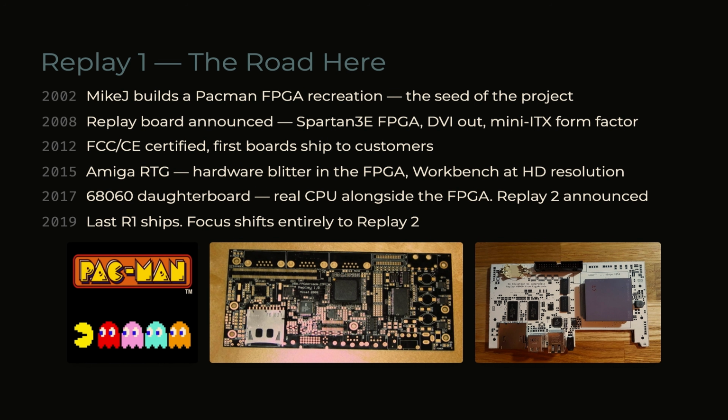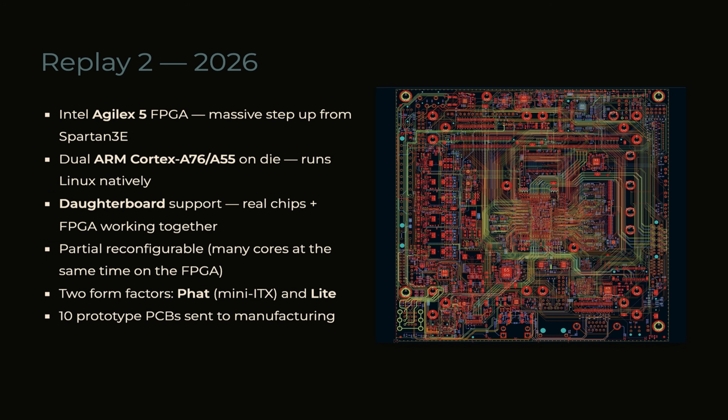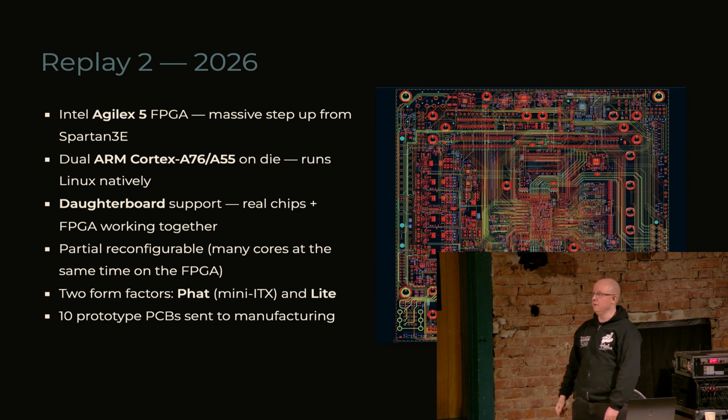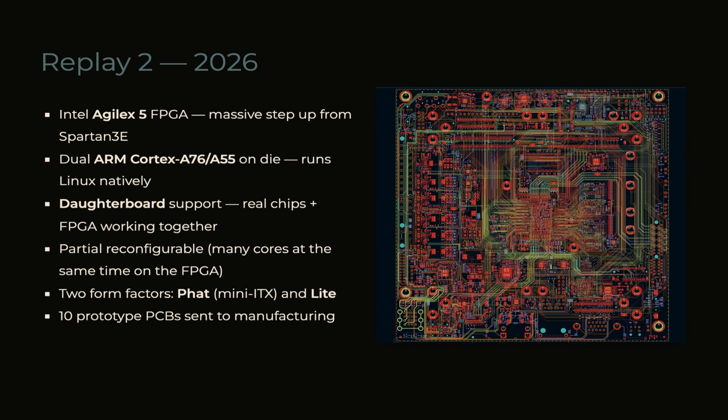But as you can see, that was 2019, and now it's 2026. There's a bit of a gap here, and we were a bit lazy during that time, but now we're getting really close to having a new platform to work with. And that is based on the Intel A5 FPGA, which is a very big step up from the old platform that we had. And this runs a dual Cortex A76 and A55, and it runs Linux natively. I will speak more about these cores later, because that's very important for the front end.